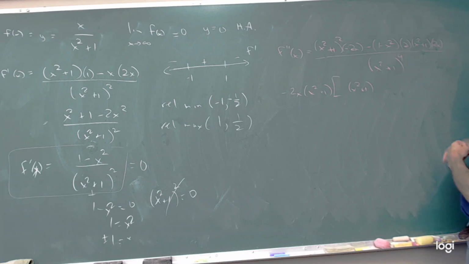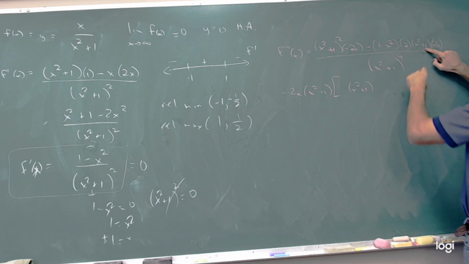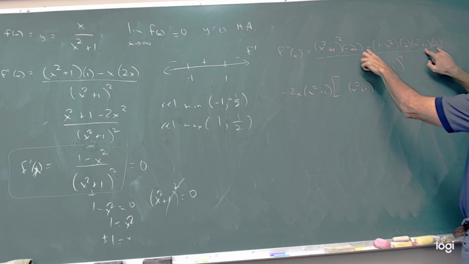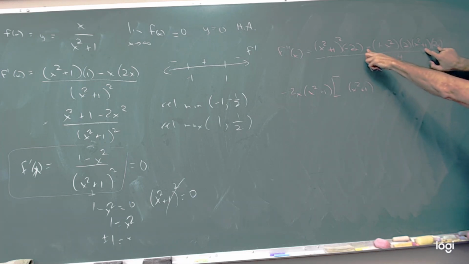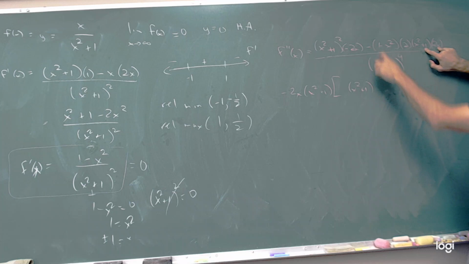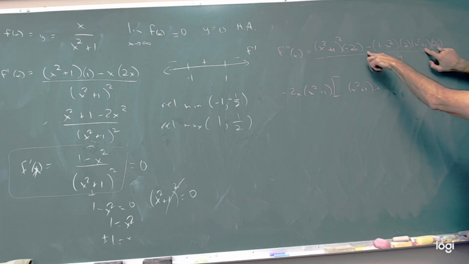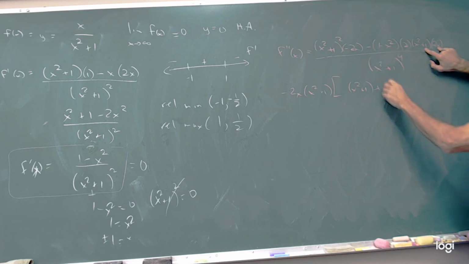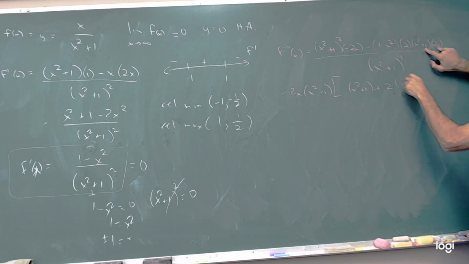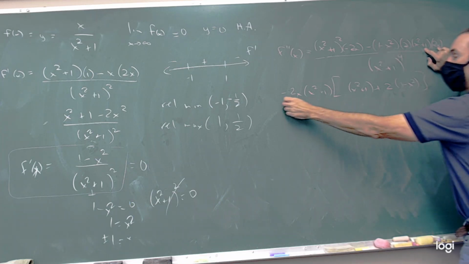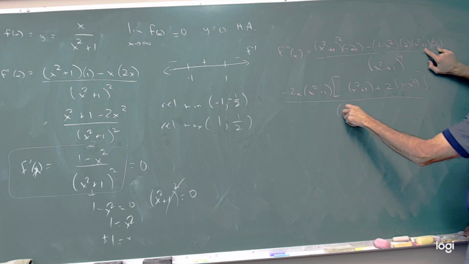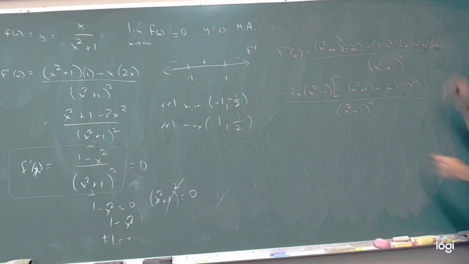Now, we took out this x squared plus 1, and because we took out the negative 2x, we took that negative with it. That's now a plus. And we still have 2 and a 1 minus x squared, and that's all over our x squared plus 1 to the 4th. You okay?